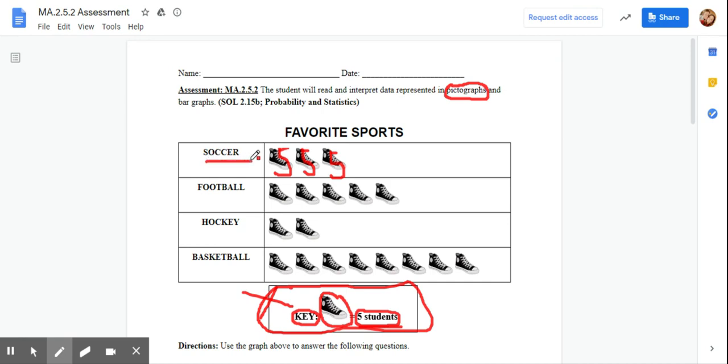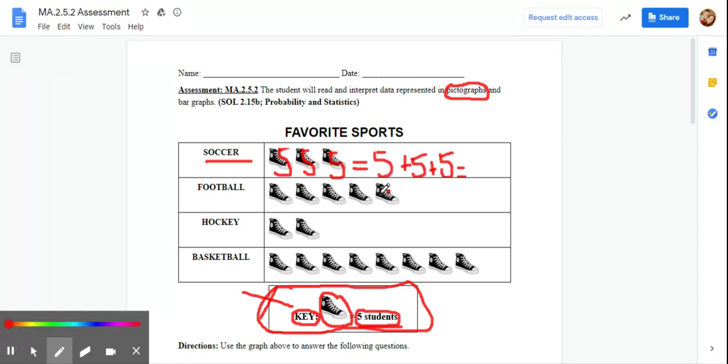So for soccer, how many students picked soccer as their favorite sport? We have our pictograph labeled. Now we want to prove our thinking with a mathematical number sentence. I've represented my numerical number sentence with 5 plus 5 plus 5. And I know that that equals 15. I want to be a scholar and go back and double check my thinking. So I then go into the pictograph and just count by 5s. 5, 10, 15. So 15 students picked soccer as their favorite sport.